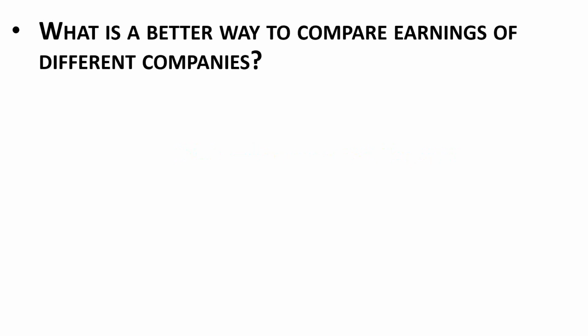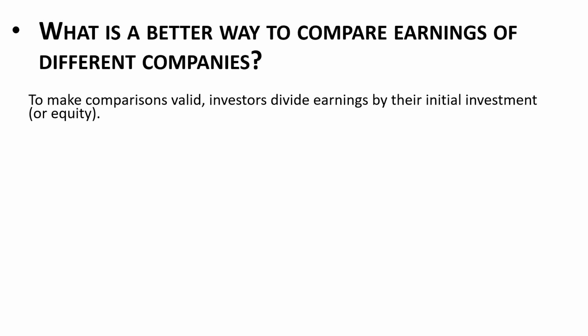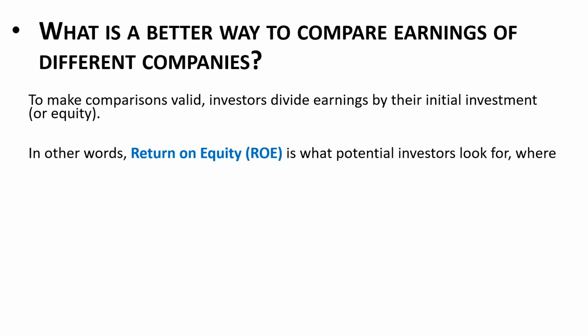let's go to the second concept, return on equity. What is a better way to compare earnings of different companies? To make comparisons valid, investors divide earnings by their initial investment or equity. In other words, return on equity. How much did owners contribute initially, and then how much earnings did you make? So you divide the earnings by initial investment, and it's called return on equity.